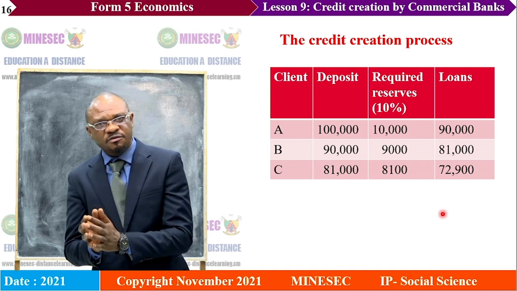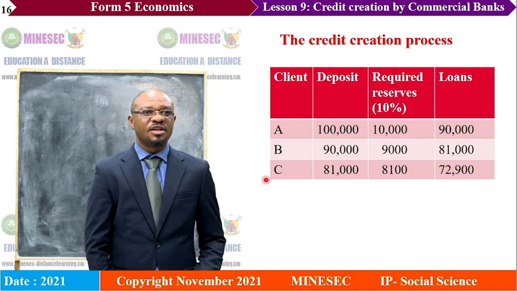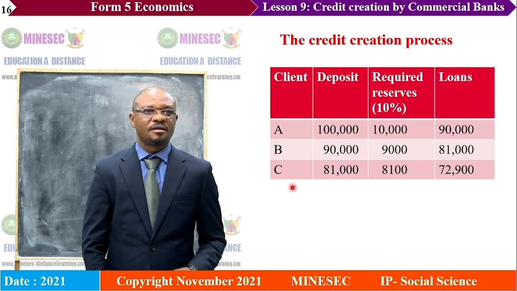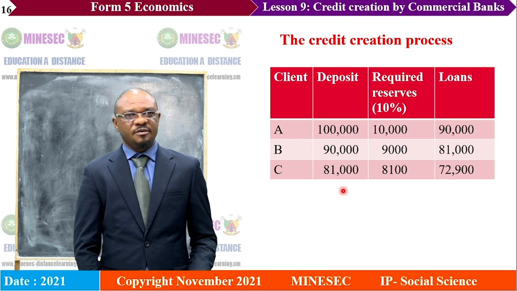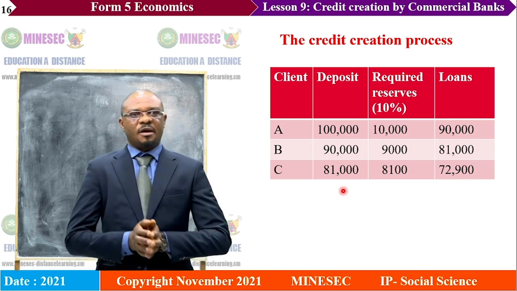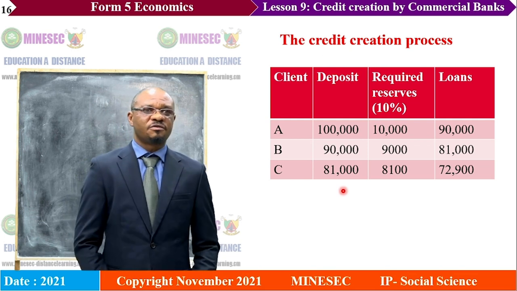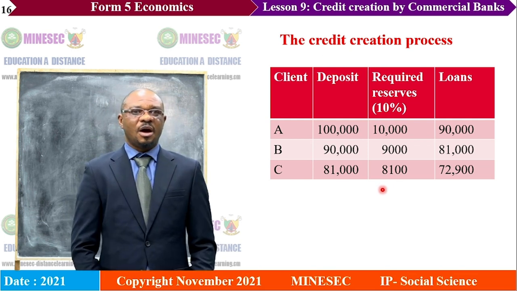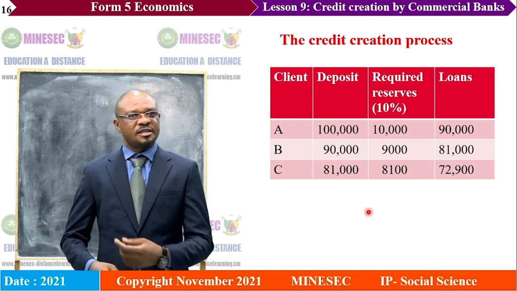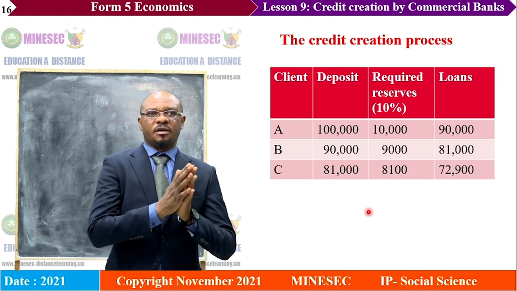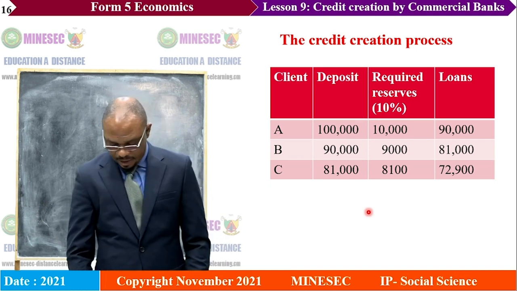When that 81,000 francs loan is spent, it will find its way back into the bank as a new deposit made by customer C. And the bank would retain 10% of that deposit of 81,000 francs, which is 8,100 francs, and will give out the remaining 72,900 francs as loans. And you see this process of granting loans to be redeposited can go on and on.